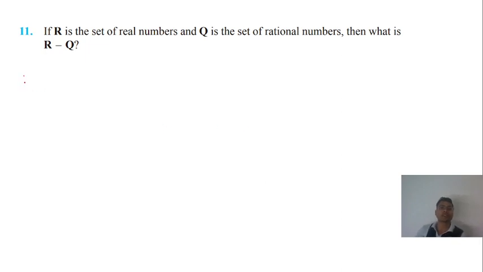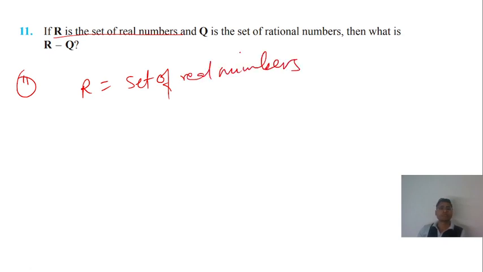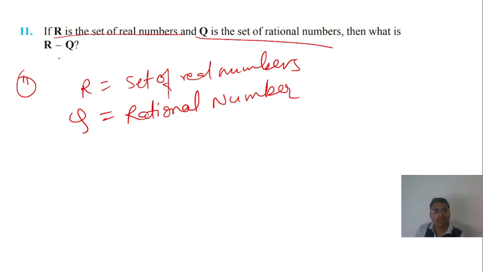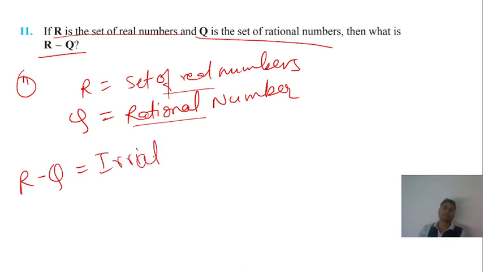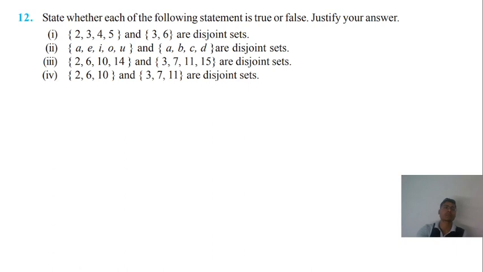Coming to question number 11 now. Question number 11 is saying R is a set of real numbers, and Q is a set of rational numbers. Then they are asking R minus Q, R difference Q. After removing all the rational numbers from the real numbers, we are left with only the irrational numbers.